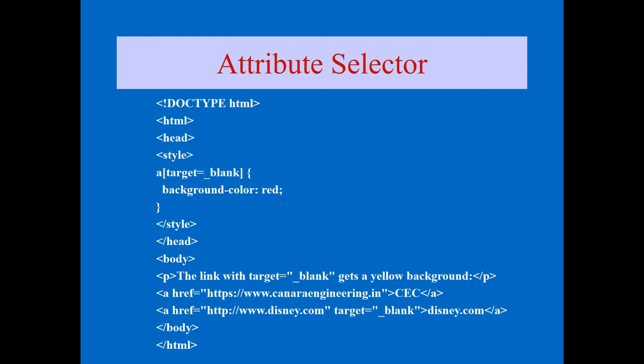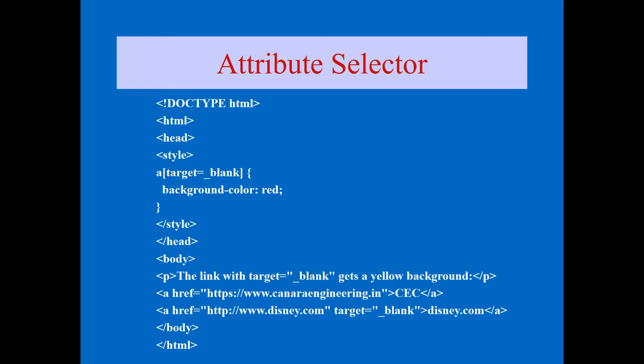So we'll see a very simple example here. In the same way, in the style we write the syntax: a, square bracket, target equal to _blank, close the bracket, start curly bracket, background-color colon red. Now how to call this? Calling is not required. Whenever you write the property, you see here, I'm just talking about the line number. First is the paragraph, the statement that the link with target blank gets a yellow background. But coming to the anchor tag where I put the Canara College URL, in that anchor tag that attribute is not there, so there is no impact.